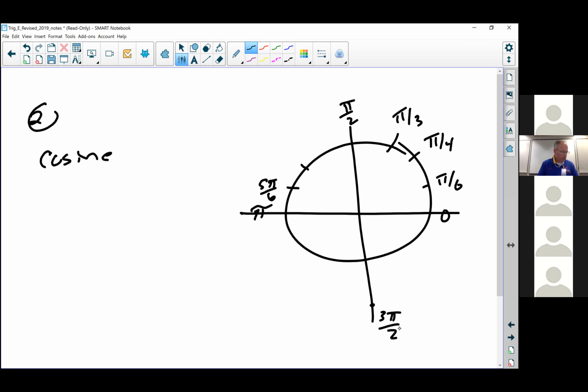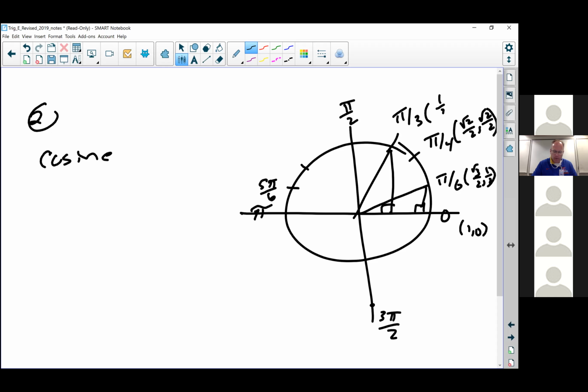All right, so for the cosine, you have to remember, this is 1 comma 0. If you had this triangle, you have the longer side, so root 3 over 2, comma 1/2. This is both root 2 over 2, comma root 2 over 2. If I drew this triangle, you'd have the short side as the x, so 1/2, and then root 3 over 2. And then this would be 0, 1.